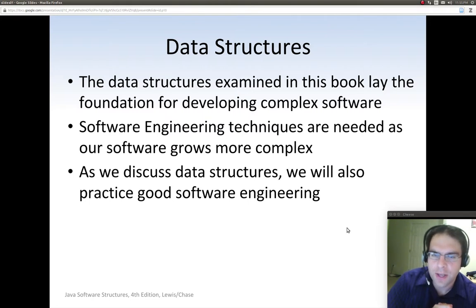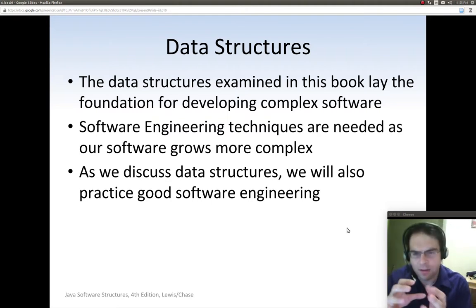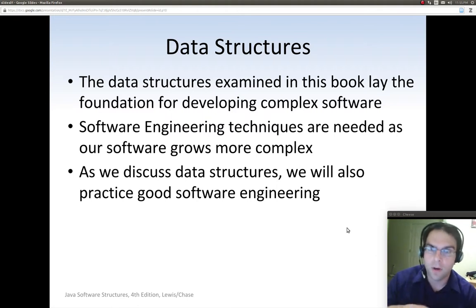The data structures in this book lay the foundation for developing complex software. What does this mean? In this book, we're not going to deal with, because in 200 you've already dealt with objects and classes and interfaces and abstract classes and polymorphism, and you kind of know how to group data in Java. You know how to encapsulate things with methods. You've learned all of this stuff in 200, and you still remember it, right? And you know what a constructor is and all of those things. So hopefully you understand that.